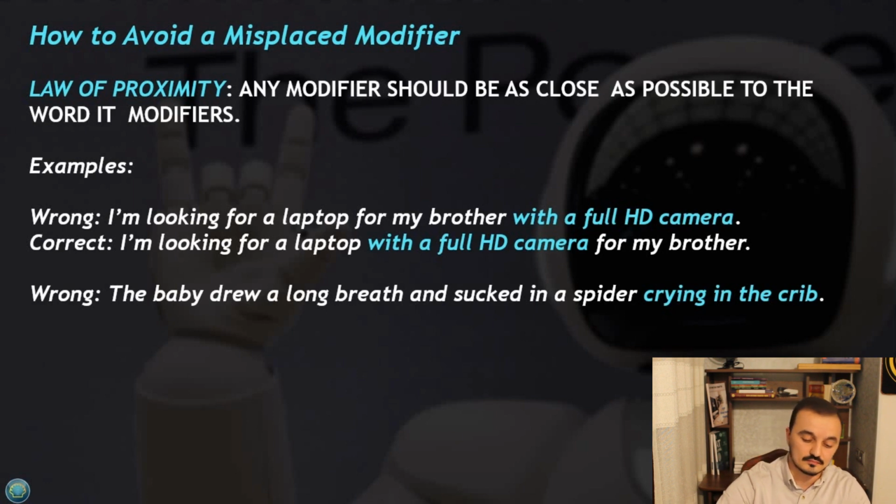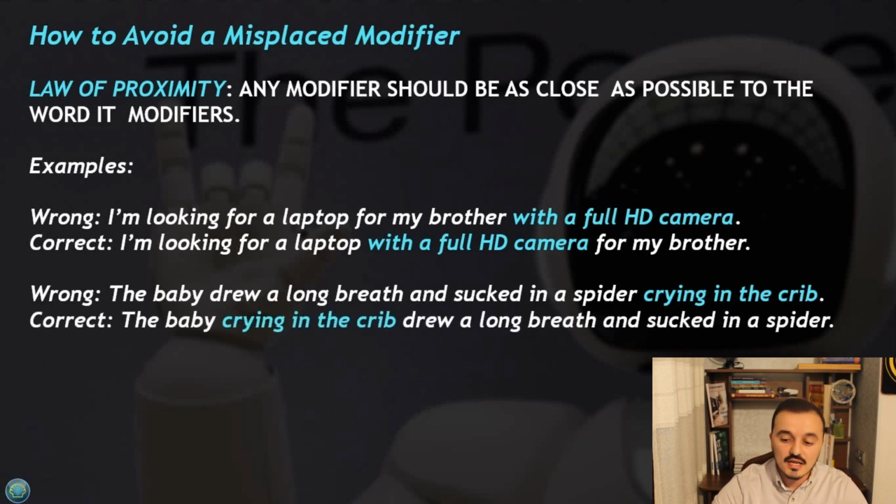Well done. Crying in the crib, it's obviously not about spiders because spiders don't cry. Maybe Spider-Man does, but spiders don't cry. So in this sentence, it's about the baby. So I have to place it just next to the baby.